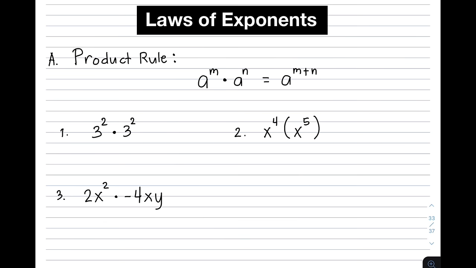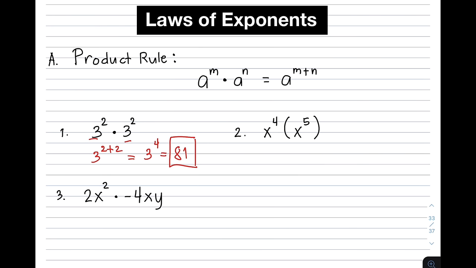For number 1, we have 3 raised to 2 times 3 raised to 2. So as you can see, yung base natin ay parehas. So gagawin mo rin dito, since the bases are the same, all you need to do is to copy your base and add your exponents 2 plus 2. And simplify your exponent, that will give you 3 raised to 4. And we know na ang 3 raised to 4 natin ay simpleng 3 times 3 times 3 times 3. And that is equal to 81. This is the answer for item number 1, applying the product rule.